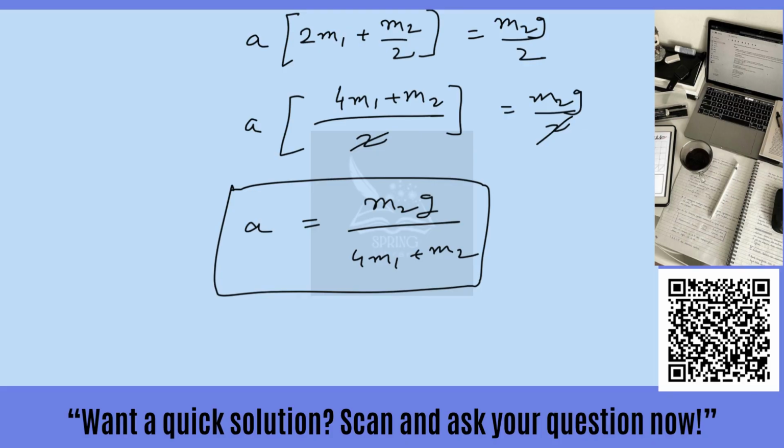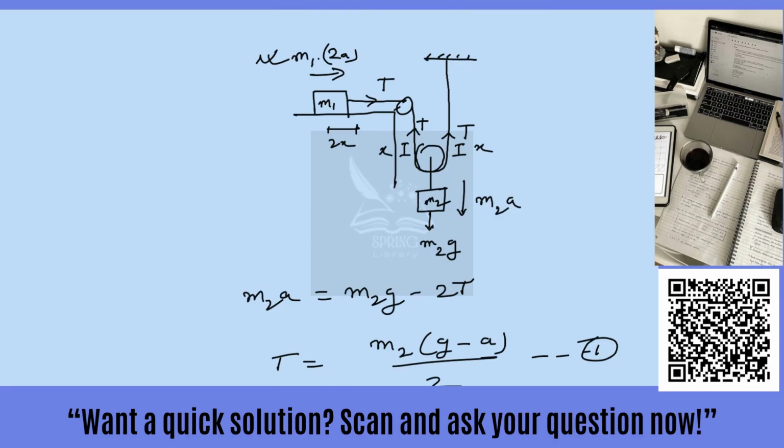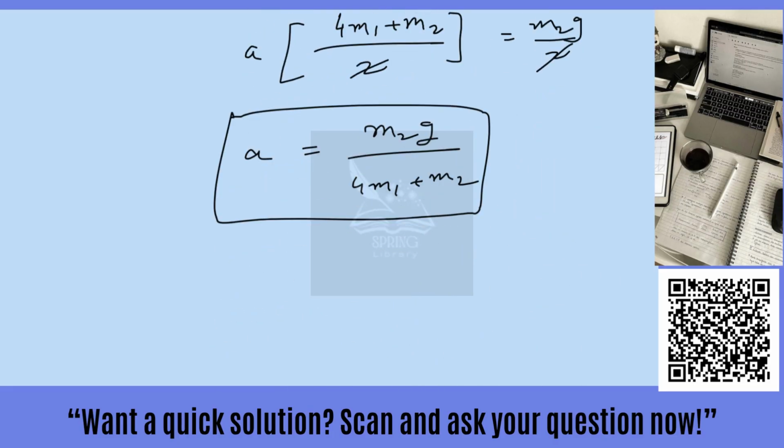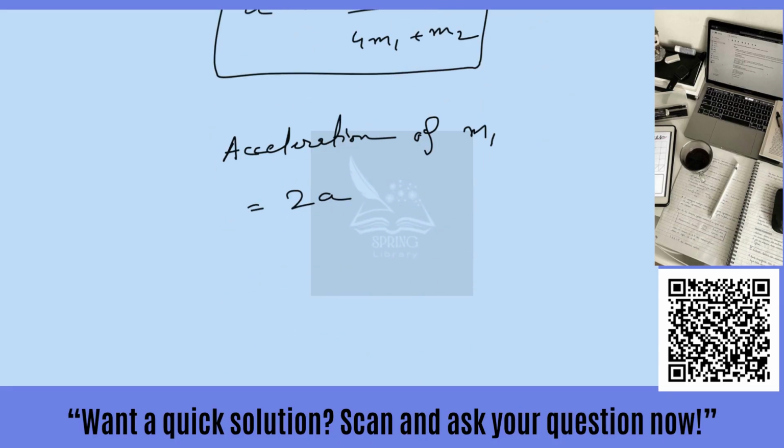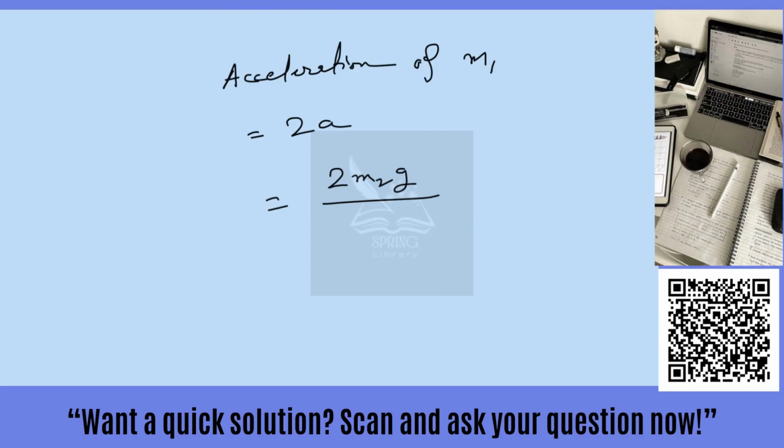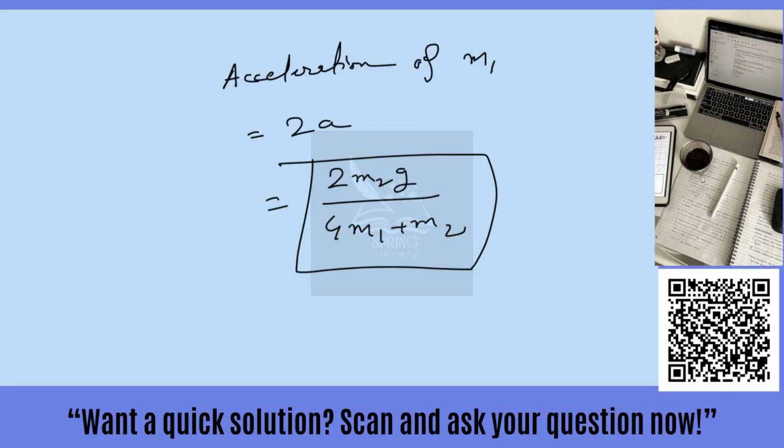Sorry, for m1 the acceleration is twice a, right. So the acceleration of m1 is equal to twice a, which is equal to 2m2g over 4m1 plus m2. So this is the value of the acceleration. I hope this is clear to you, and have a very good rest of the day. Thank you.